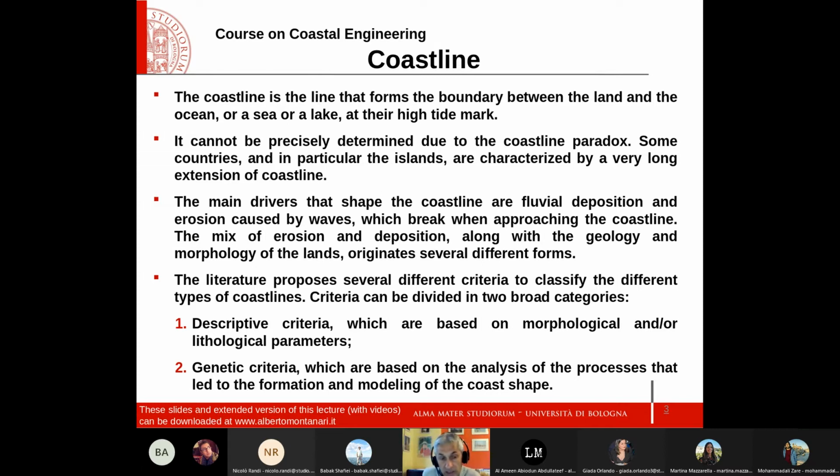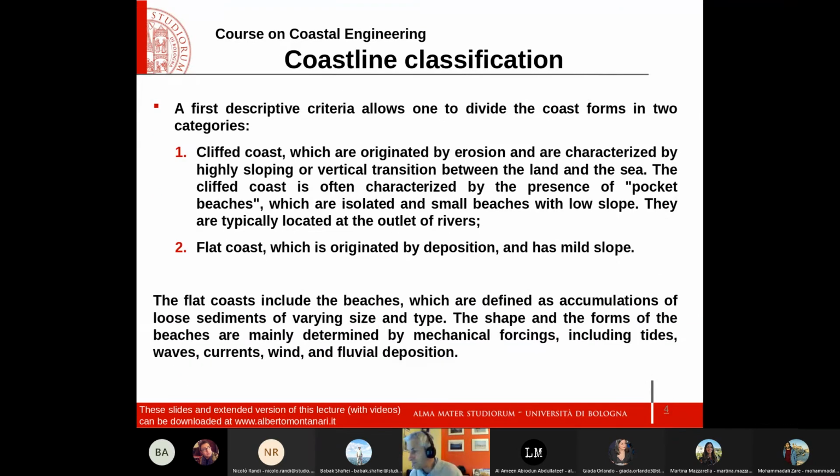Or we may use a genetic criteria, which is based on the analysis of the processes that led to the formation and modeling of the coast shape. So we focus not on the morphology, but rather on the processes. So a first descriptive criteria, for instance, let me go to the next slide here, allows one to divide the coast forms in two categories.